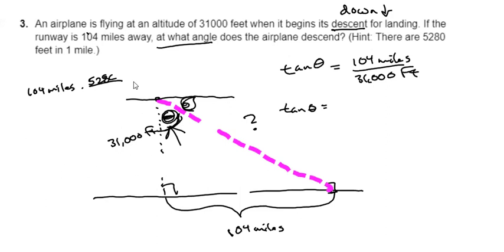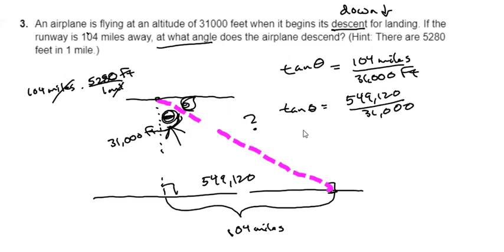So we have 5,280 feet in 1 mile. So that's my conversion. And you always set it up so that this cancels with that. And so basically just multiply 104 times 5,280. So 104 times 5,280 is equal to 549,120. So we're going to rewrite this as 549,120 over 31,000.